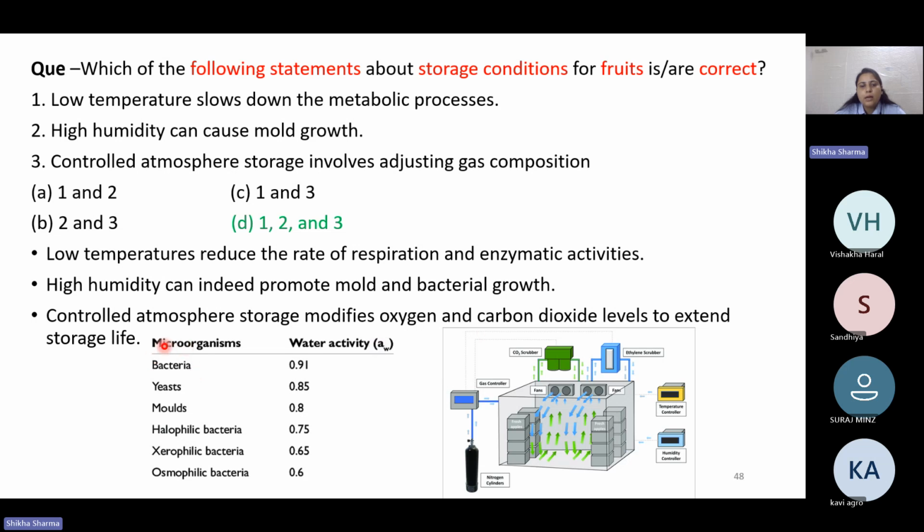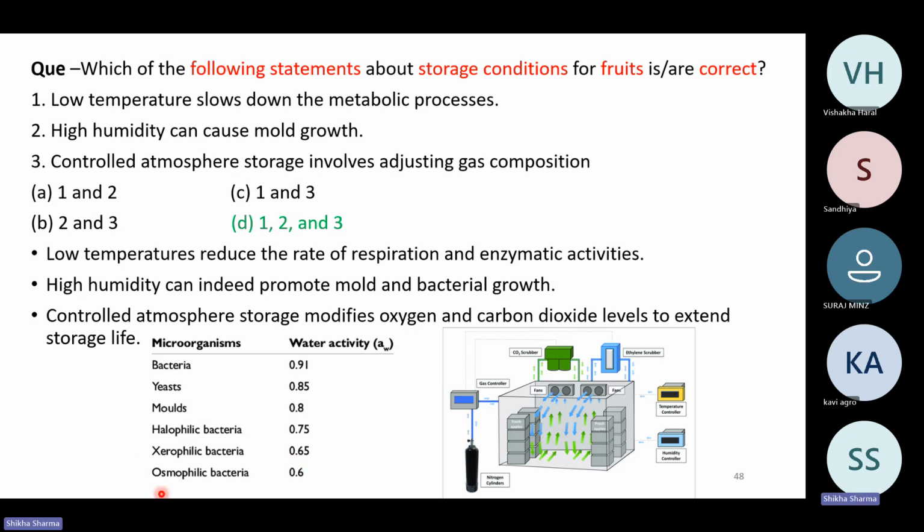storage life. So microorganisms like bacteria will grow at 0.91 water activity, yeast above 0.85, molds 0.8, halophilic bacteria will be growing at greater than or equal to 0.75 water activity, xerophilic bacteria 0.65, and osmophilic are the most resistant. So they can grow in water activity up to greater than 0.6.